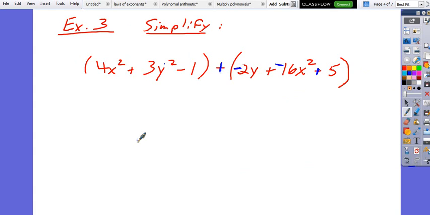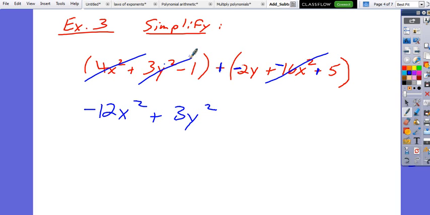Okay, so 4x squared. Is there another x squared? No, sir. All right, so we got -12x squared. So now it'll be y squared. 3y squared minus 2y plus 4.